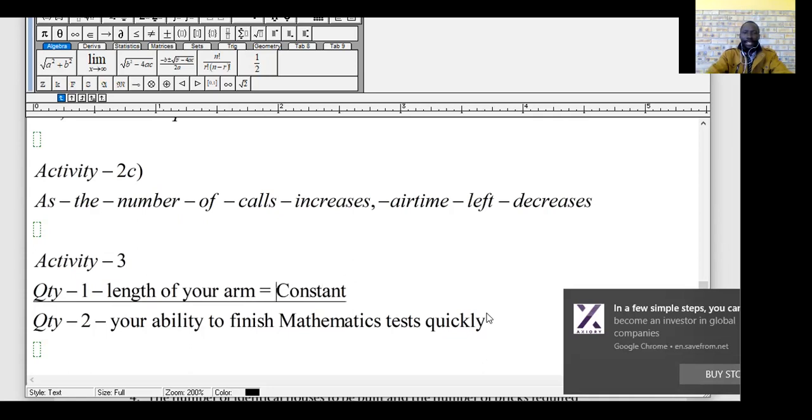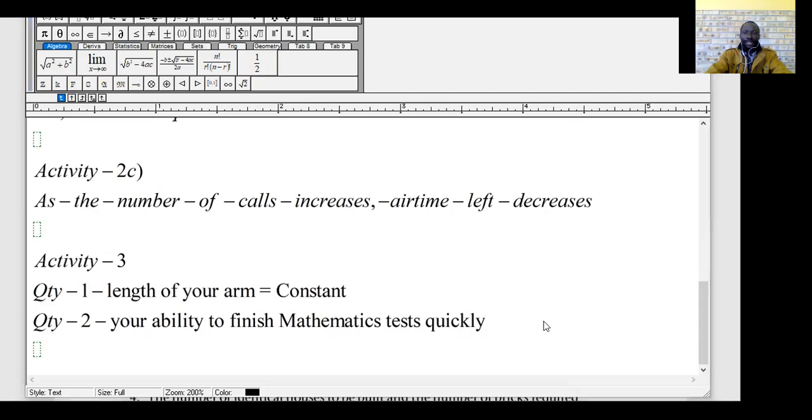Then the next thing is your ability to finish this test fast enough. You can finish it fast, or you can take long. So yes, the length of time, or your ability to finish it fast, can change. That very much depends on the questions: are they generally hard for you or easy for you? So this becomes a variable quantity. We simply refer to it as a variable.